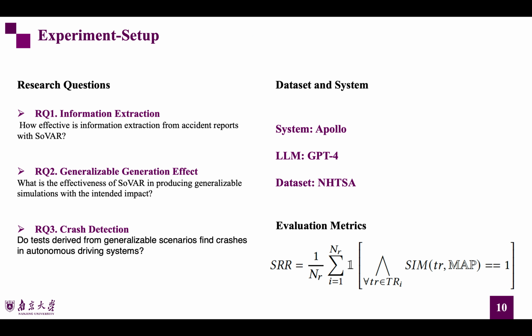We designed 3 research questions. RQ1 is about information extraction. How effective is information extraction from accident reports with SoVAR? RQ2 is about generalizable generation effect. What is the effectiveness of SoVAR in producing generalizable simulations with the intended impact? RQ3 is about crash detection. Can tests derived from generalizable scenarios find crashes in autonomous driving systems?